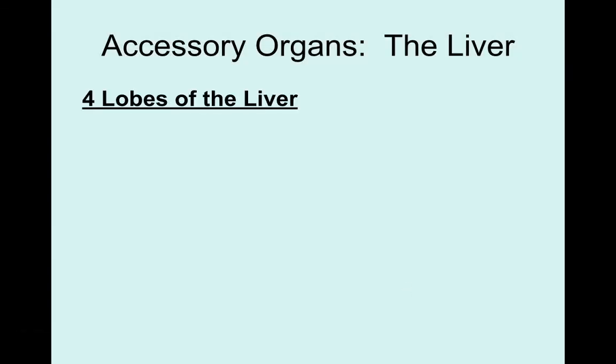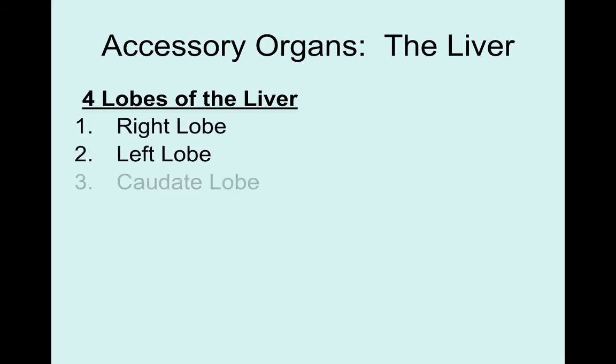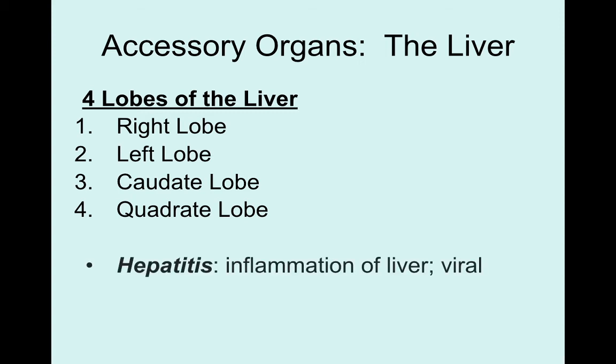Your liver has 4 lobes. I'm not going to ask you about those, but you do have a right and left lobe as well as a caudate and a quadrate lobe. Again, these are just different sections of your liver. Again, your liver is huge.